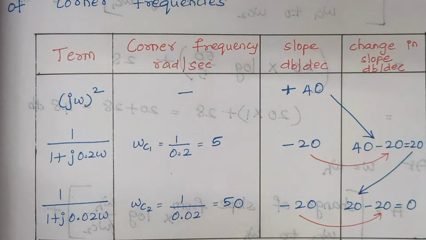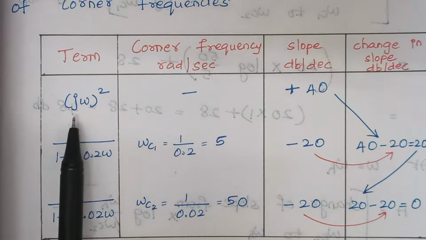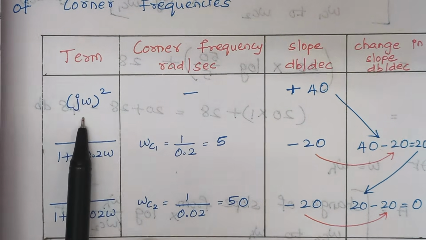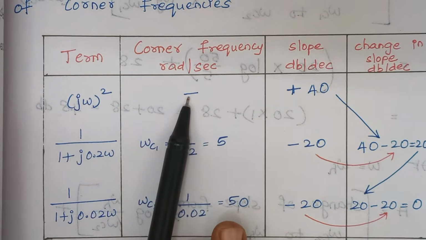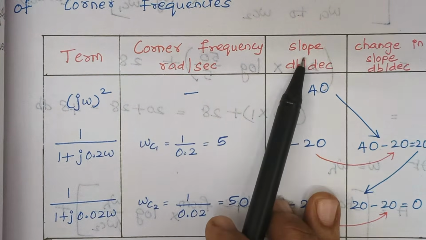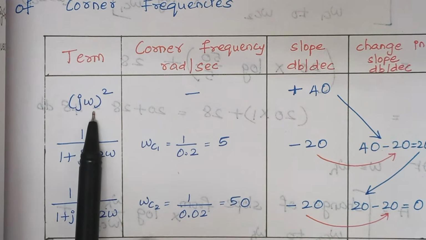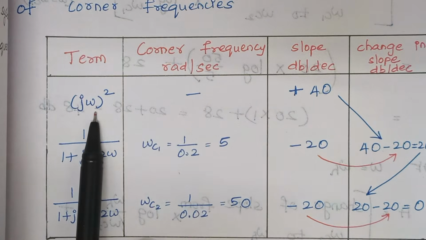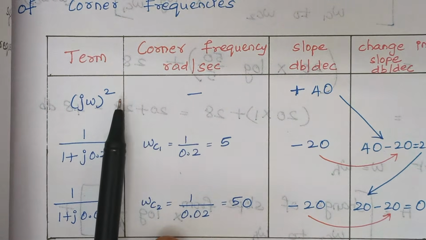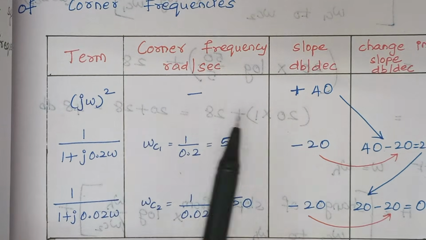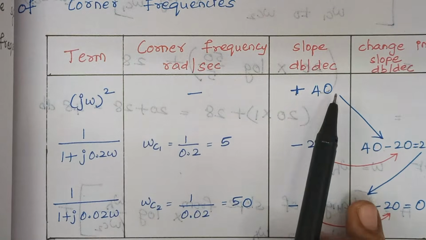That is why we had written j omega square as a first part, right? So for a constant there is no corner frequency, so here no need to write anything. And the next one is slope. Here the rule is a single omega will constitute a slope of 20 decibel per decade. But here you are having omega square, right? So omega into omega, so 20 plus 20 contributes 40 decibel per decade, right?